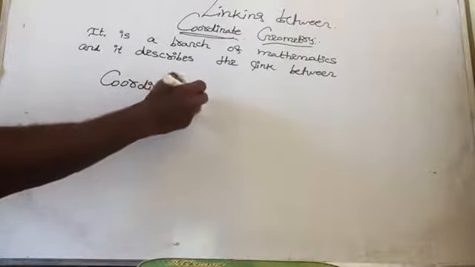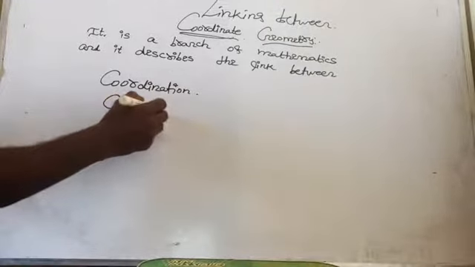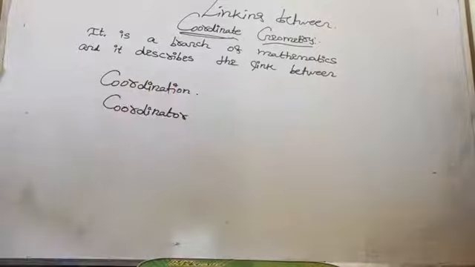Coordination. Coordinator. What is the meaning of that? Coordination means what? We used to say that during dance competitions, the judges say that there is no coordination between you and her, or there is no coordination between you and him. So what is the meaning of that? One fellow is facing one side and another fellow is facing another side, going in different ways. There is no link between each other.